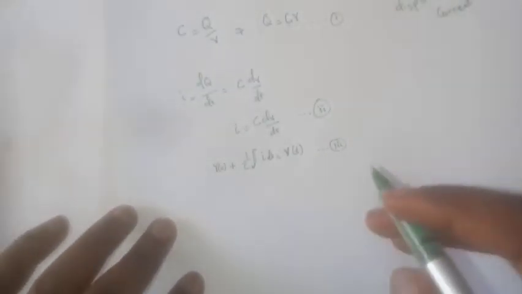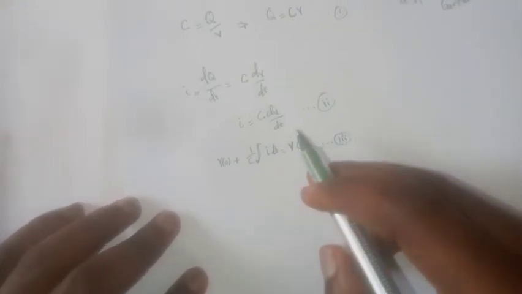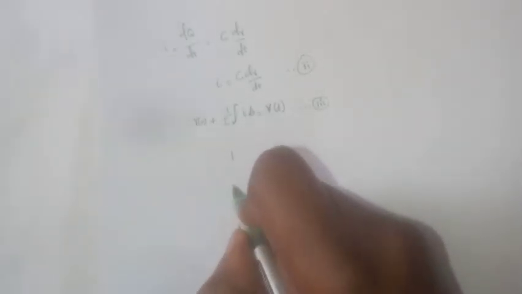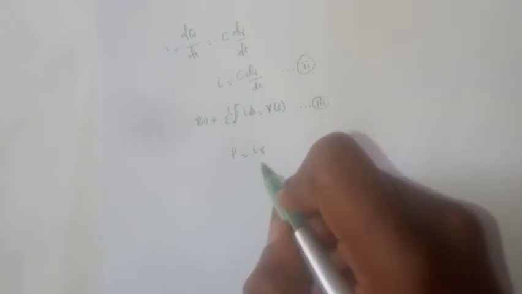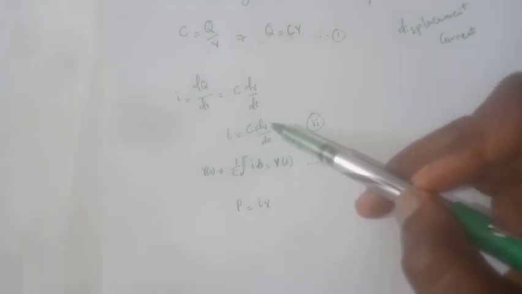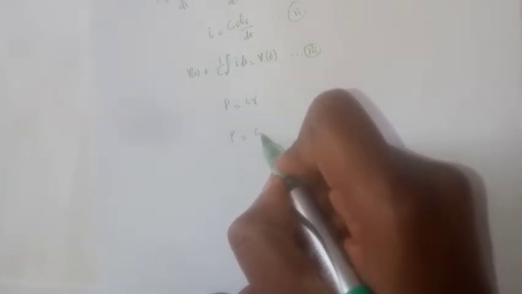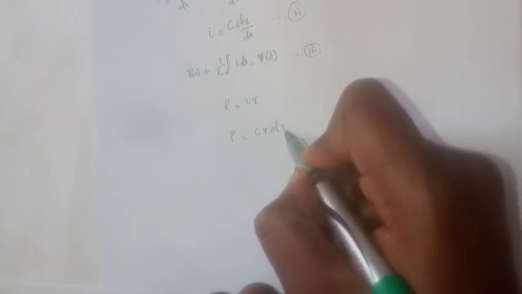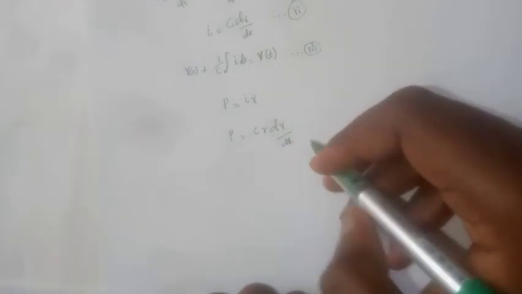Then we might be interested in finding the power dissipated by a capacitor, or power delivered to a capacitor. You should recall that power is equal to the product of current and voltage. So we know that the current is C dV/dt, and then we can just multiply it by voltage, and then we would have it that P is equal to CV dV/dt, and we can integrate both sides.